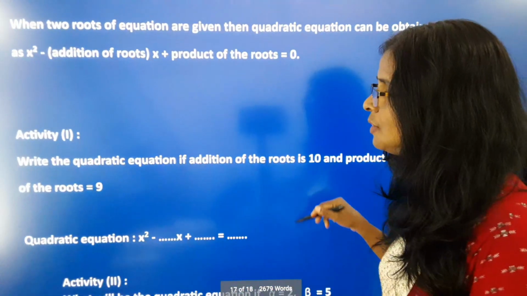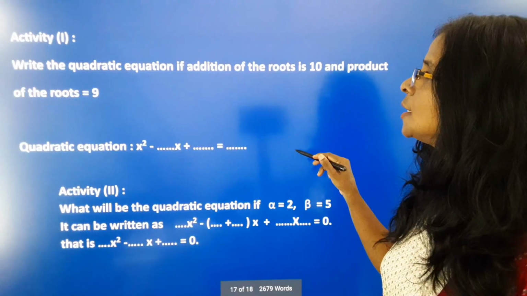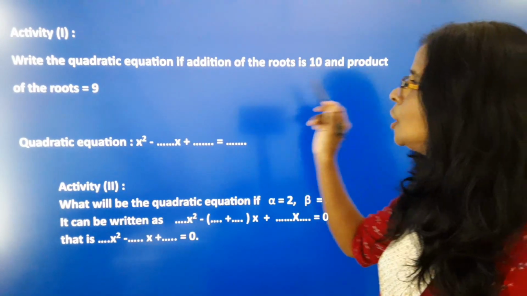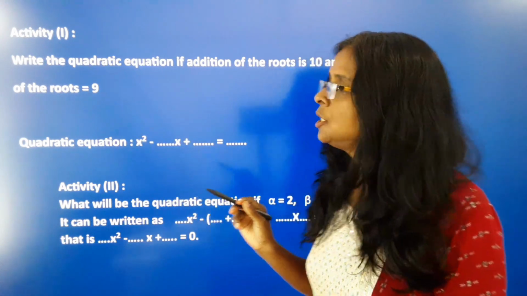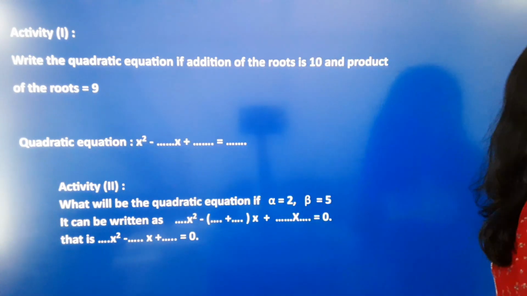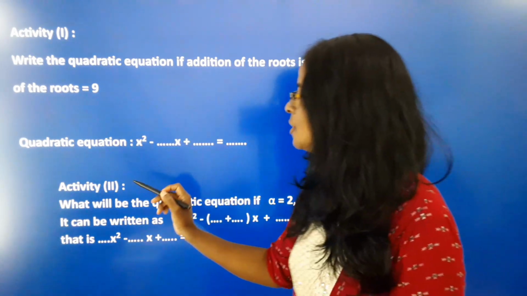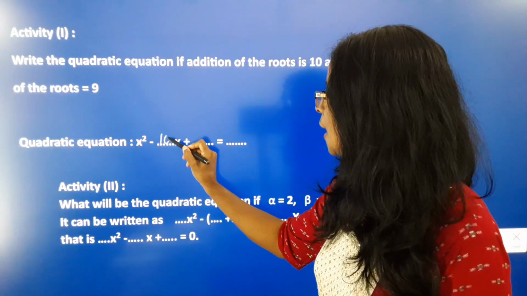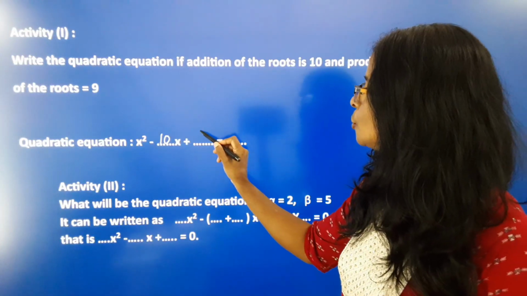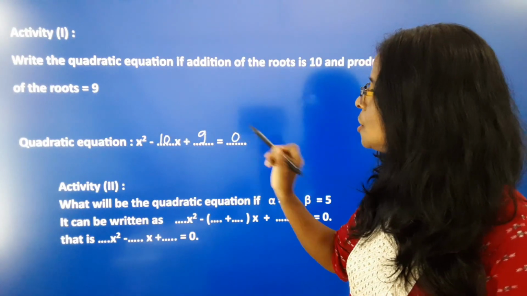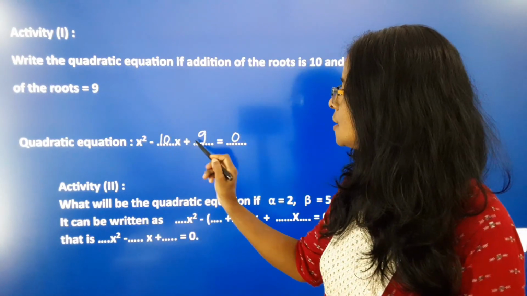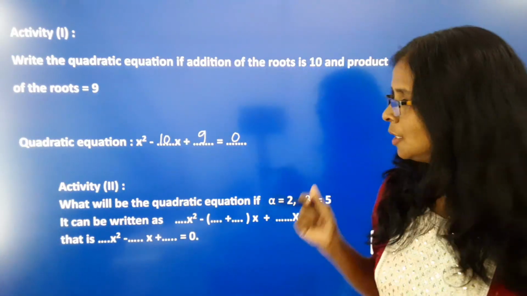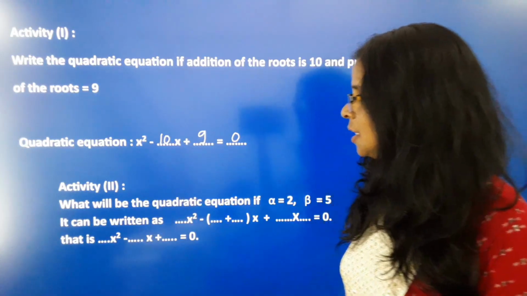So see the activity 1: write the quadratic equation if the sum of the roots is 10 and the product of the roots is equal to 9, student. So here we can form the quadratic equation: x² minus, write down the sum of the roots 10 and the product of the roots 9, and it is equal to 0. So x² - 10x + 9 = 0 is the quadratic equation. Okay. Now see the next activity.